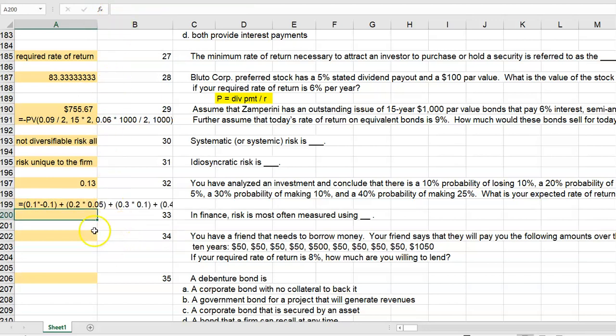All right. In finance, risk is most often measured using the standard deviation, not beta. Beta gives you an idea of how the performance of a security works relative to the market, but not really risk. And although I marked it wrong, when I added all these points at the end, you really shouldn't have to worry too much about that one.